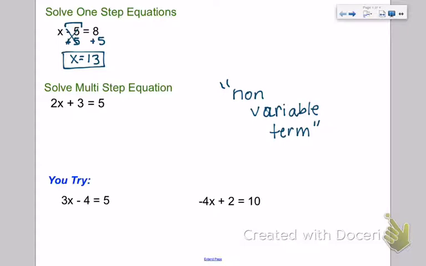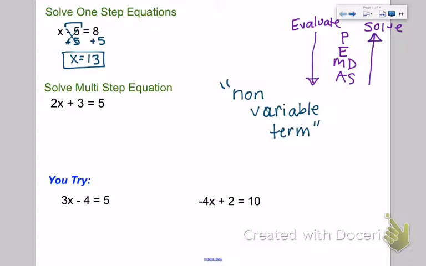When we use the order of operations, we have our PEMDAS. When we are evaluating an expression, we start with the parentheses and work our way into addition and subtraction last. When we solve, we do just the opposite. It's kind of like backwards order of operations. We start with the addition and subtraction, then move up to multiplication, division, then take care of the exponents, then the parentheses.